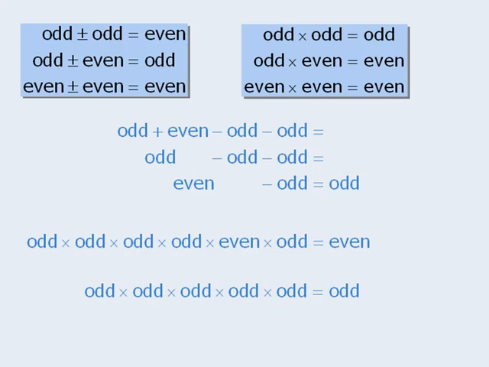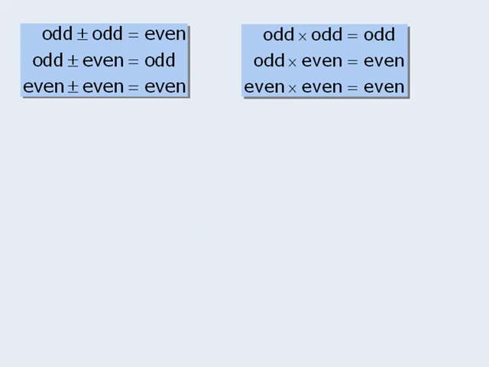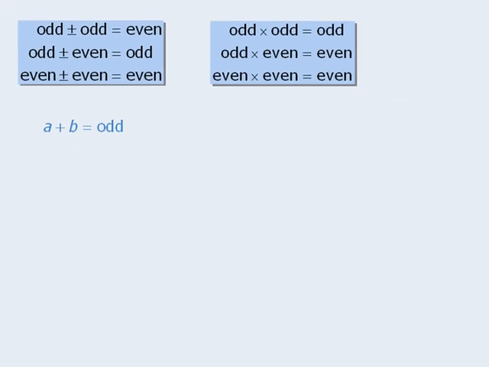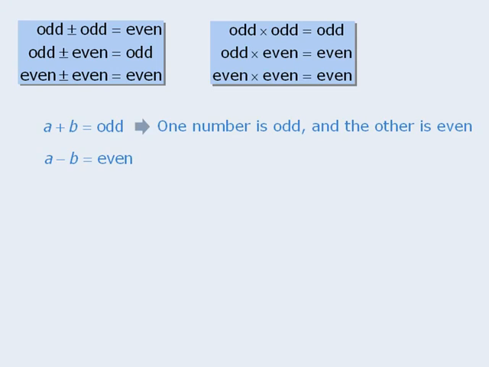Now, some questions involving odd and even numbers will require you to determine whether certain expressions evaluate to be either odd or even. Other questions will require you to draw conclusions based on certain information. For example, if a and b are both integers and their sum is odd, what conclusions can we draw about a and b? Well, if the sum is odd, we know that one number must be odd and the other number must be even. Okay, what if a minus b yields an even number? What can we say about a and b then? Well, here we can conclude that either both numbers are odd or both numbers are even.